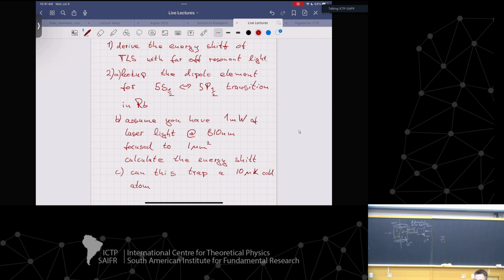So, I have, I think, a basic question, and if it's going to be a huge digression and delay the class, we can talk about it later. But what is so special about far-off resonance laser frequency? Why does it cause a shift in the levels? What is the physical mechanism behind it?